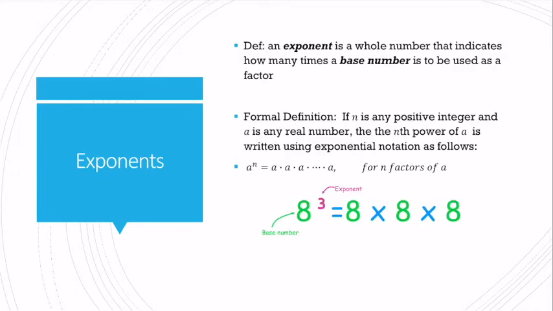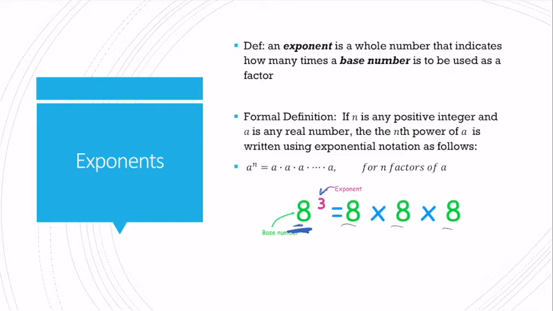Exponents are a whole number that indicates how many times a base number is to be used as a factor. So here's our exponent, right? It's going to be a whole number in this case. So this is saying I want to take 8 multiplied by itself 3 times.